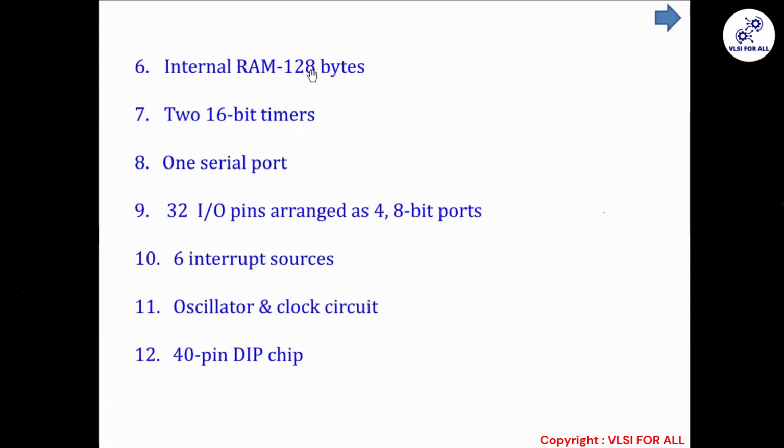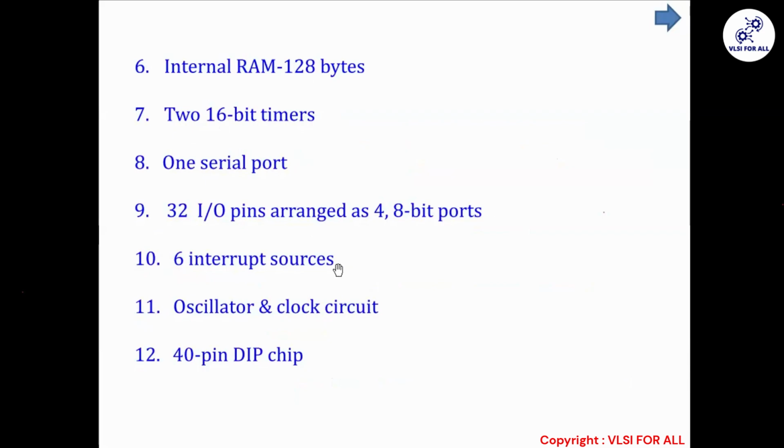Then the internal RAM is 128 byte and some external RAM can be added. Again, 2 16-bit timers. We have seen 2 timers, T0, T1. They are of how many bits? 16-bit. One serial port is there. Then how many IO? 32 IO pins arranged as 4 8-bit ports. How many ports? 4 ports. And every port is of 8-bit.